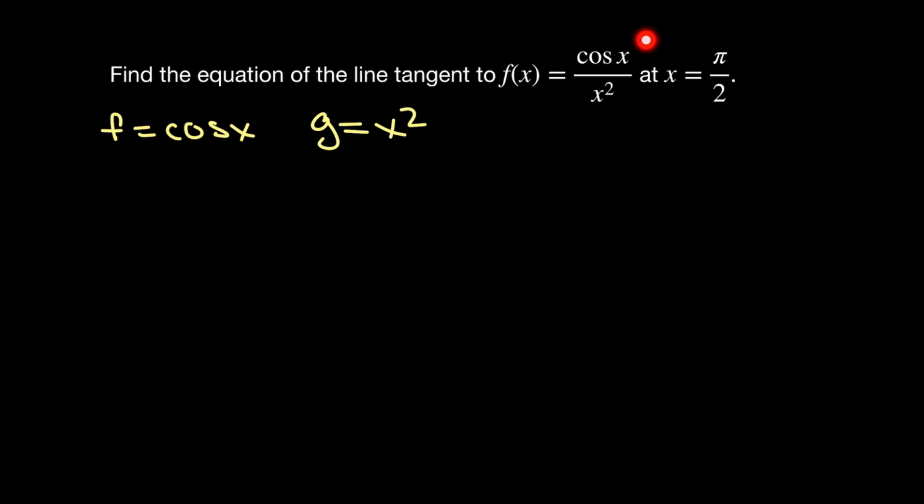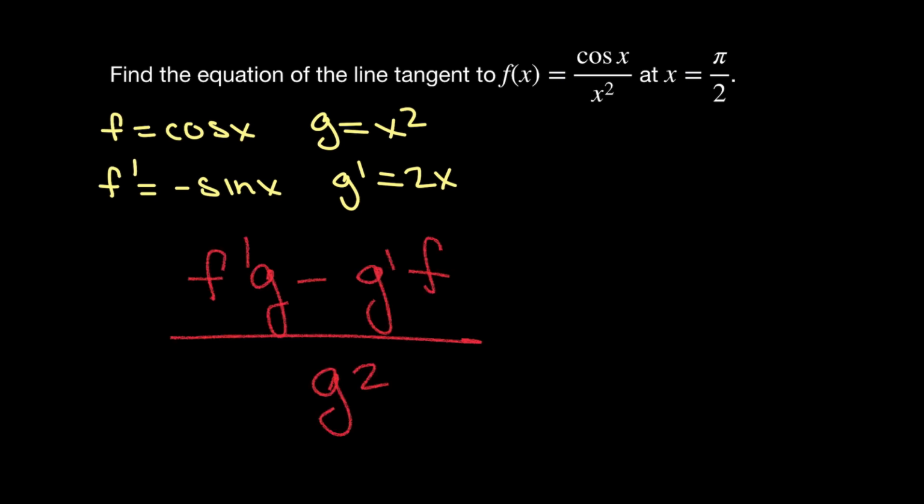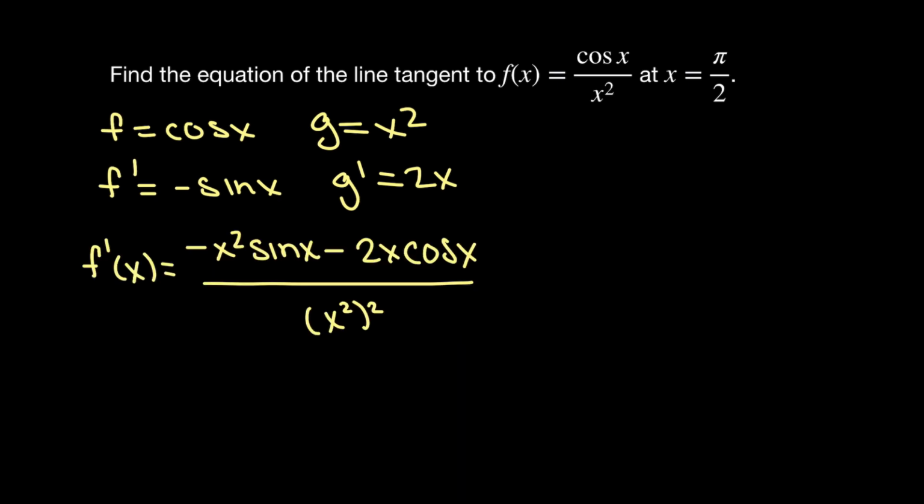The top, the f, is cosine x. The bottom, the g, is x squared. So f prime, derivative of cosine x, is negative sine x, and g prime, derivative of x squared, is 2x. Now I'm going to plug this into my quotient rule, which says f prime times g minus g prime times f all over g squared is my derivative.